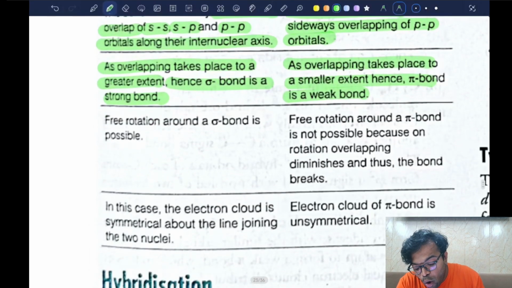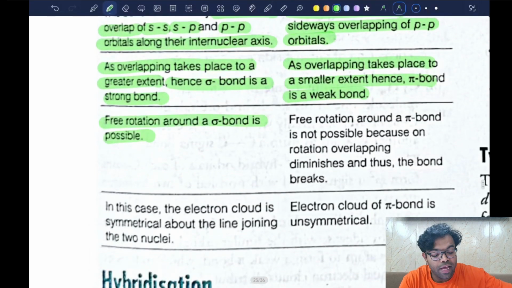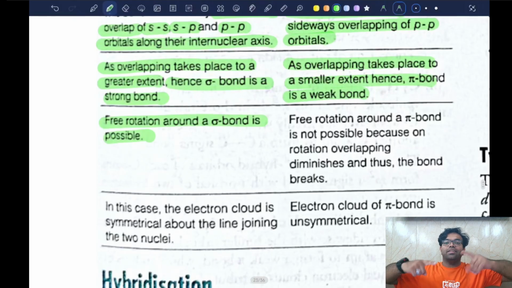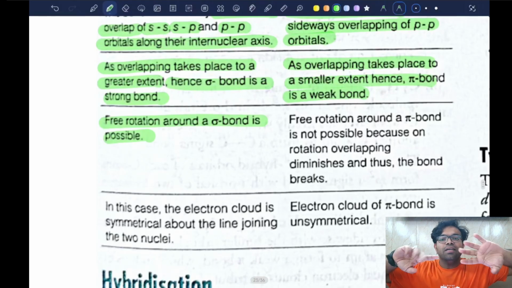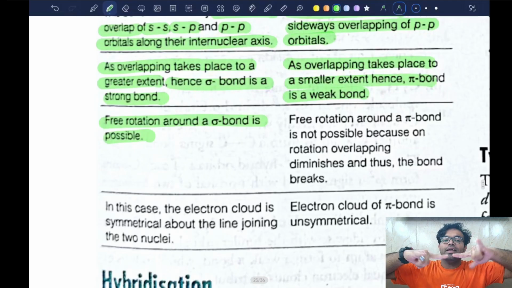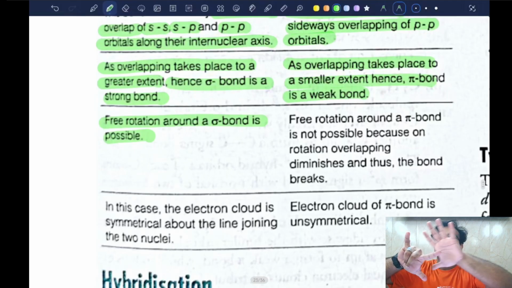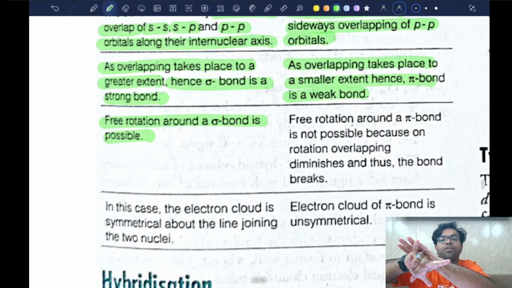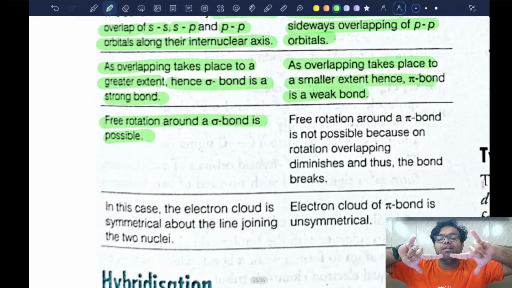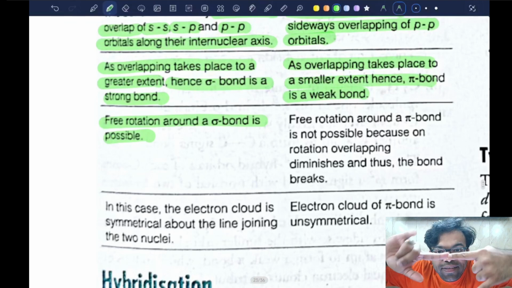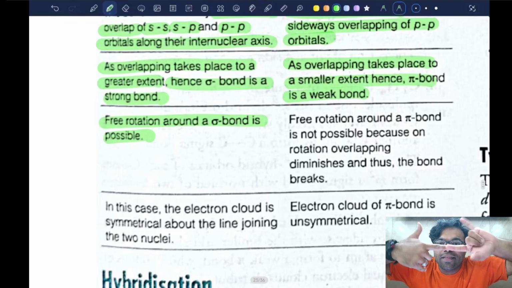Free rotation of the sigma bond is possible. Now, what is free rotation? See, if there is a single head-on overlap, let us imagine that this is one structure and this is the other structure. There is a sigma bond between these two structures. So, can I rotate them like this, Drupad? I can, right? Because there is only one axis. I can rotate it like this.